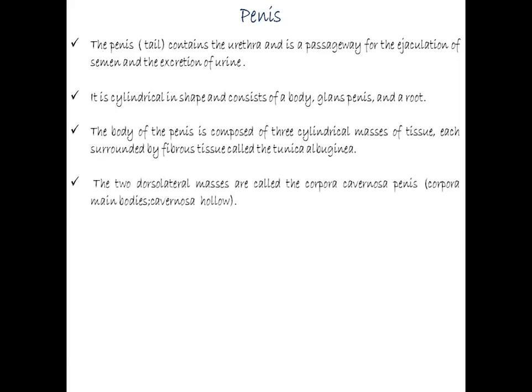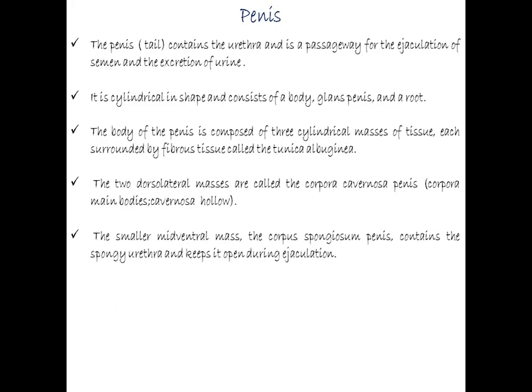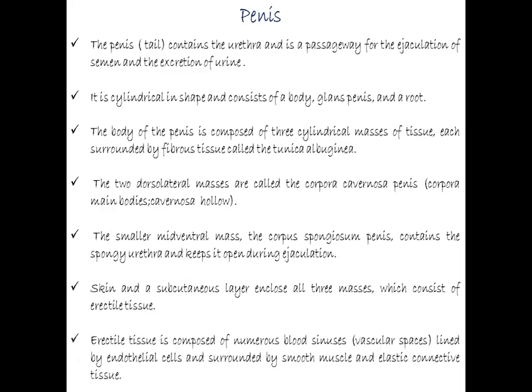The two dorsolateral masses are called the corpora cavernosa penis. The smaller mid-ventral mass, the corpus spongiosum penis, contains the spongy urethra and keeps it open during ejaculation. Skin and subcutaneous tissue enclose all three masses, which consist of erectile tissue. Erectile tissue is composed of numerous blood sinuses lined by endothelial cells and surrounded by smooth muscle and elastic connective tissue.